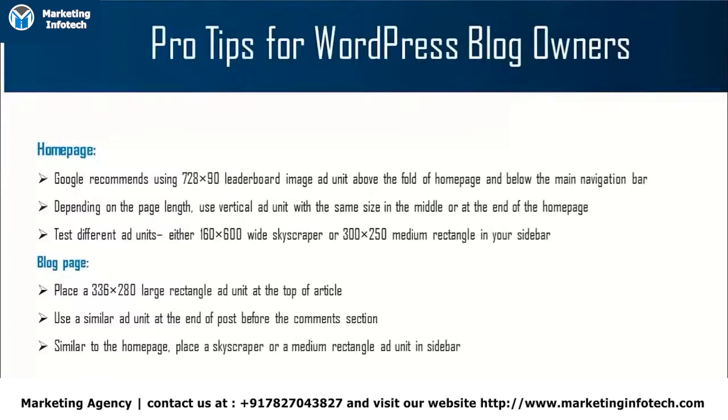Also, depending on the page length. So these are for the home page. Depending on your page length, if the page length is good, use a vertical ad unit of the same size. Test different ad units, like either 160 x 600 or 300 x 250 medium rectangle, in your sidebar. Now the blog page. Again, website owners thrive on their blogs, so it is very important for them.